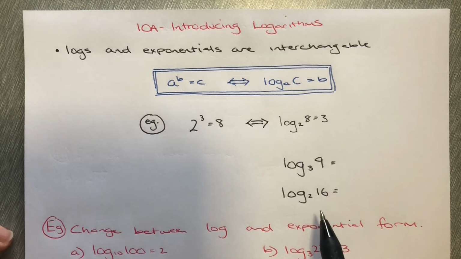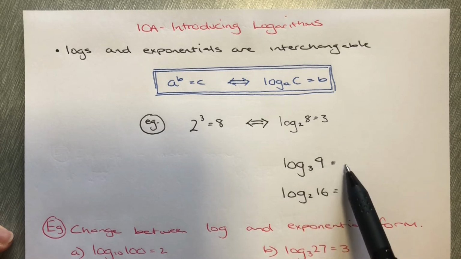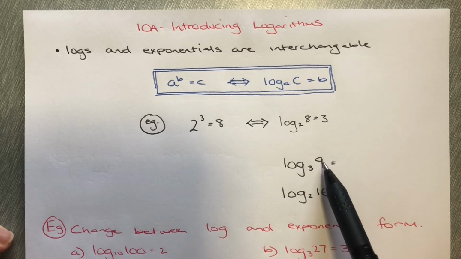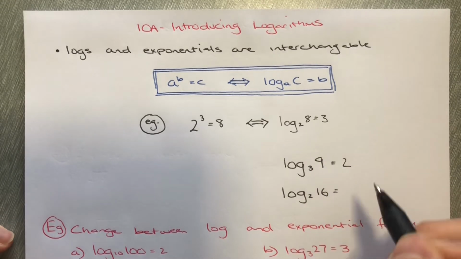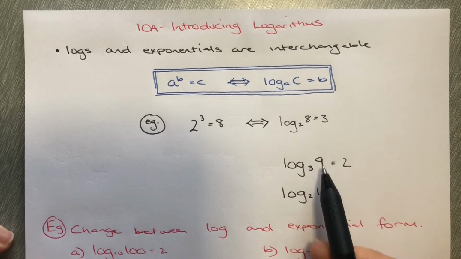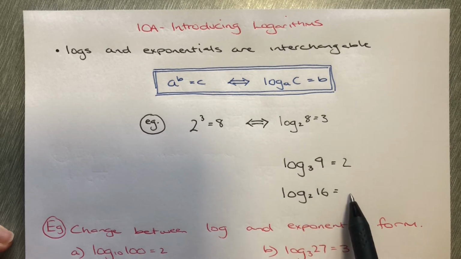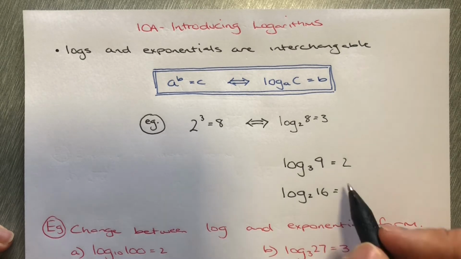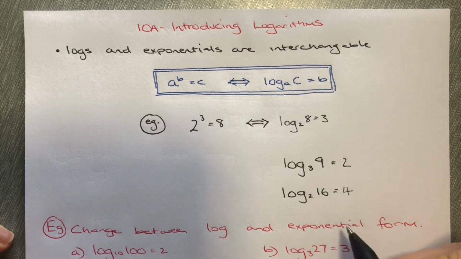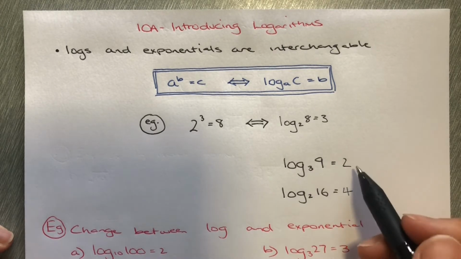So if we look at these couple that I've prepared here, 3 to the power of something gives us 9. We know that 3 squared gives us 9, so the answer to this whole thing would be 2. With this one over here, 2 to the power of something gives us 16. 2 to the power of 4 gives us 16, because 2 times 2 times 2 times 2 is going to be 16.